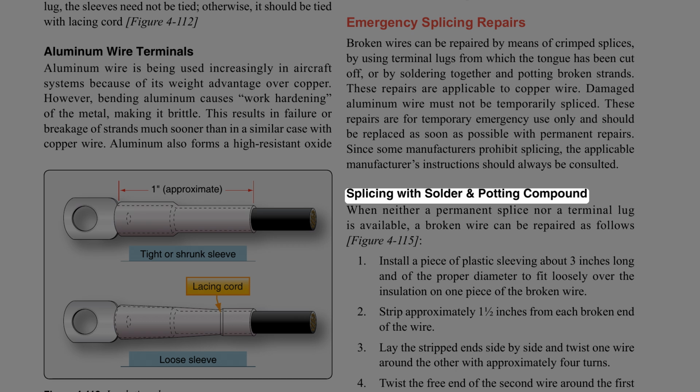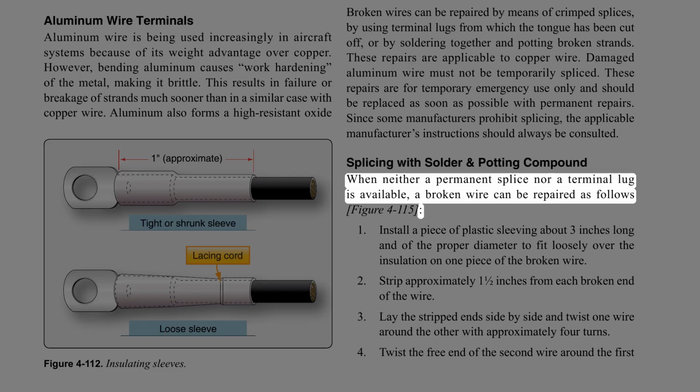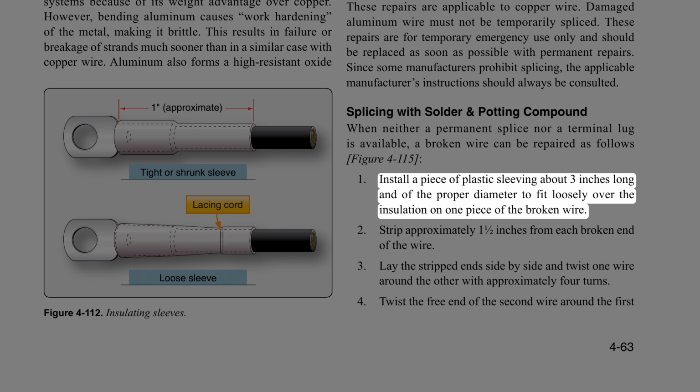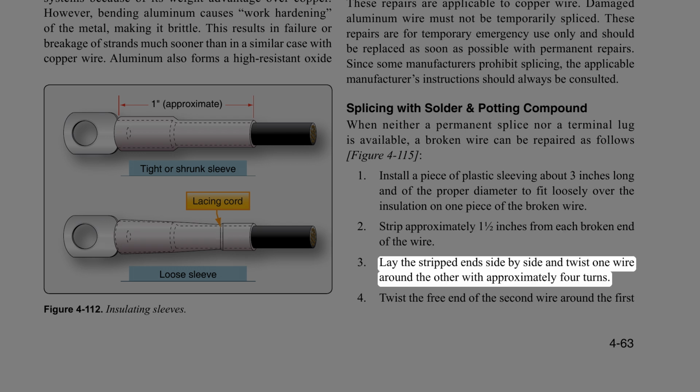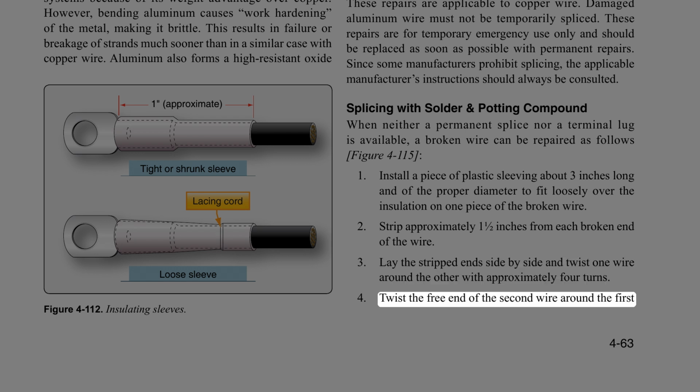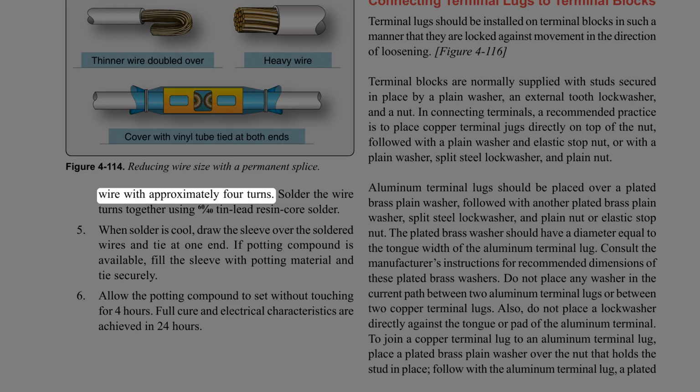Splicing with solder and potting compound. When neither a permanent splice nor a terminal lug is available, a broken wire can be repaired as follows. Install a piece of plastic sleeving about 3 inches long and of the proper diameter to fit loosely over the insulation on one piece of the broken wire. Strip approximately 1.5 inches from each broken end of the wire. Lay the stripped ends side by side and twist one wire around the other with approximately 4 turns. Twist the free end of the second wire around the first wire with approximately 4 turns.